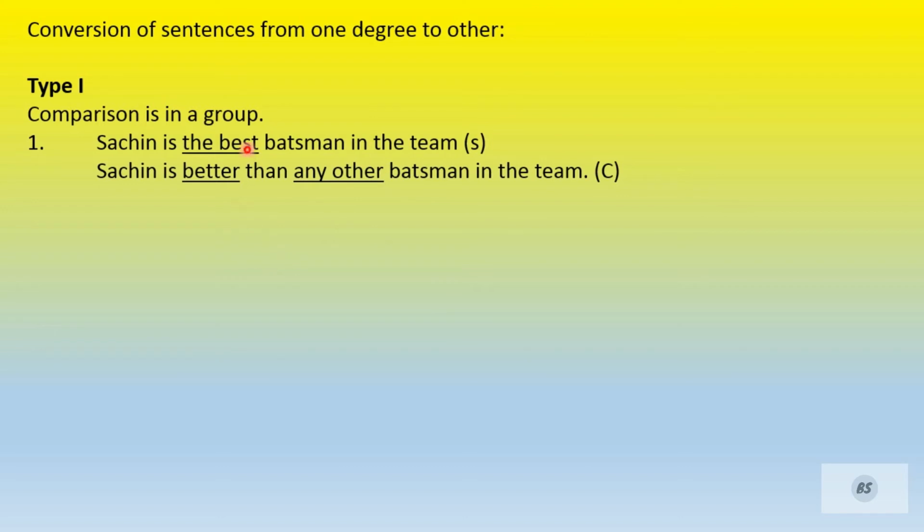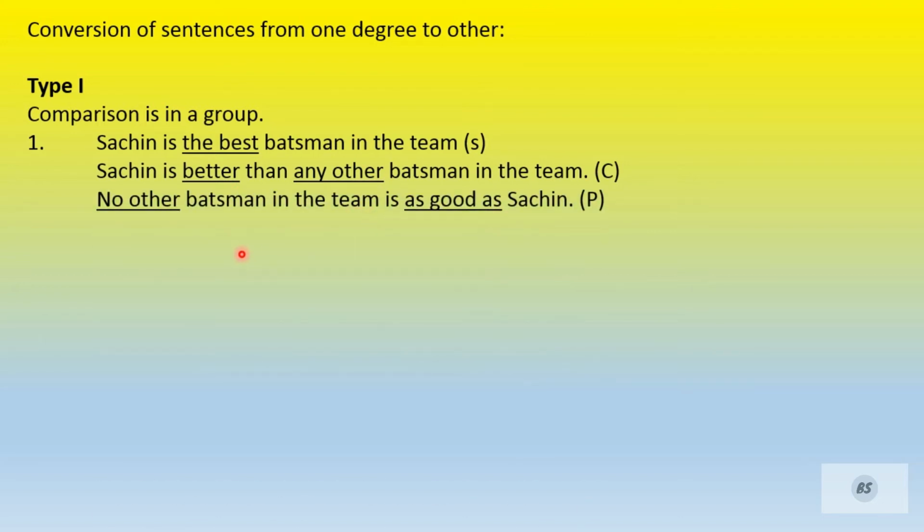So you have to keep in mind, better in place of best, and here you have to write any other. Now the same sentence, if I have to convert into positive degree, it will be: No other batsman in the team is as good as Sachin. Now if you see the adjective, good, better, best. Okay, I changed the adjective. Another thing which I changed is here any other, and here I put no other. No other batsman in the team is as good as Sachin. So this makes it positive. So whatever words I have underlined, you can see these are the changes you will have to make when you convert from superlative to comparative or positive.